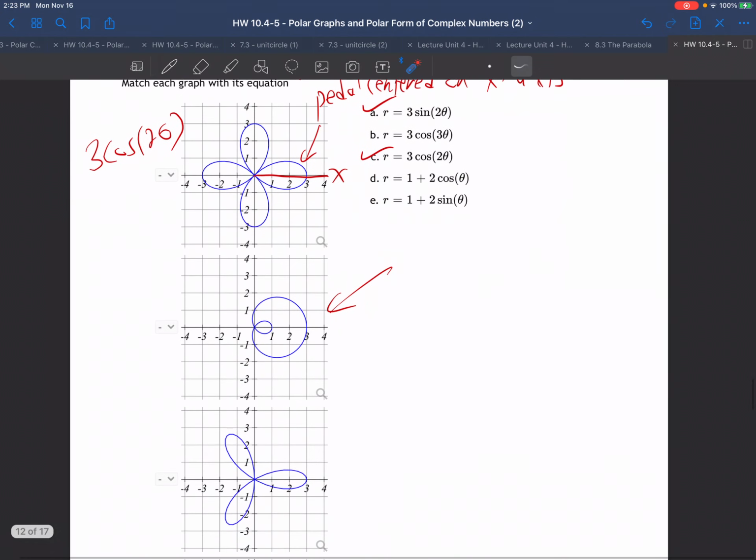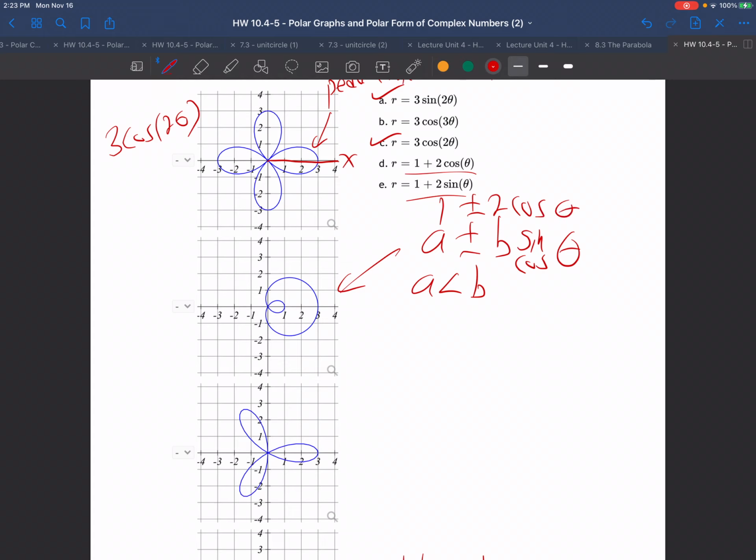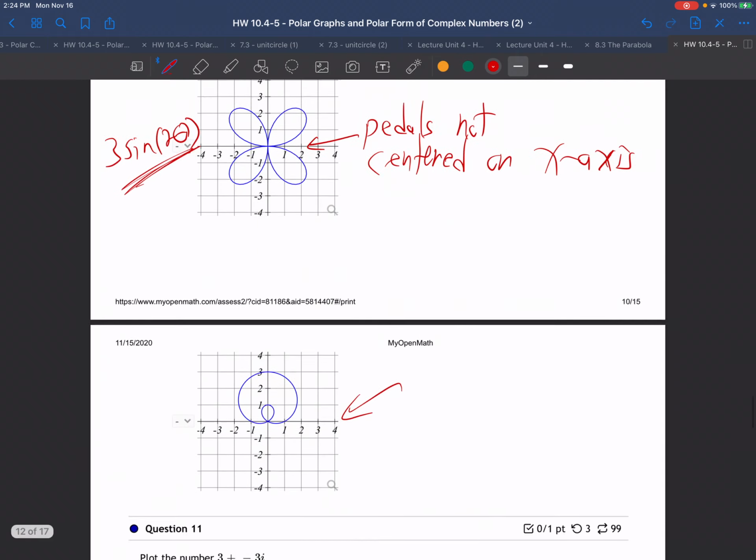So, we go back to it. It's going to be the form a plus or minus b sine or cosine of theta. Well, that's these two for sure, right? And the a has got to be lower than the b. It is, right? 1 plus or minus 2 cosine theta or sine theta, either one. The a is 1, which is lower than 2. So that works, and that works for this one also.